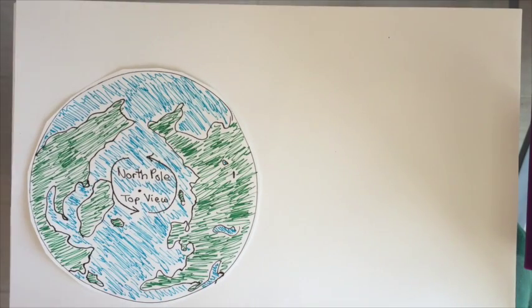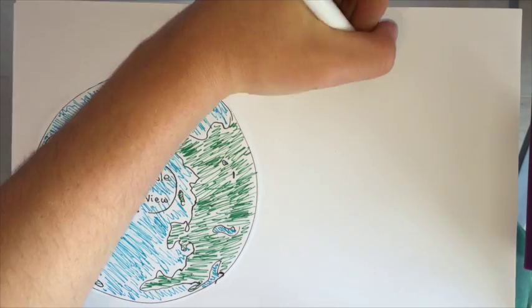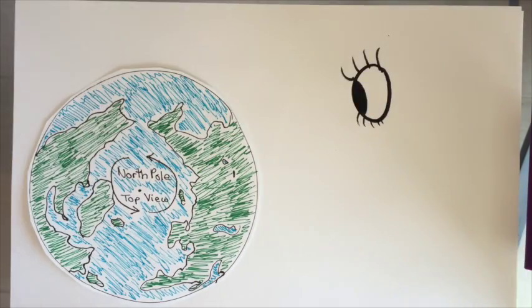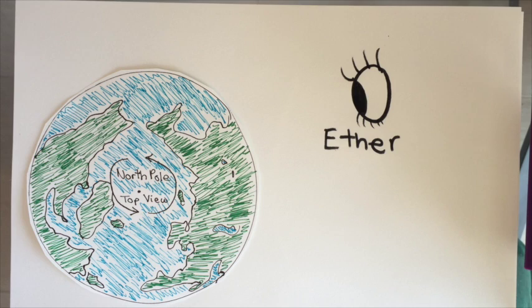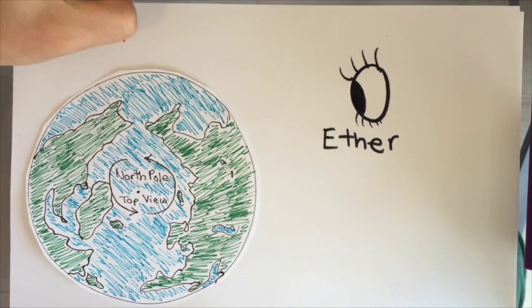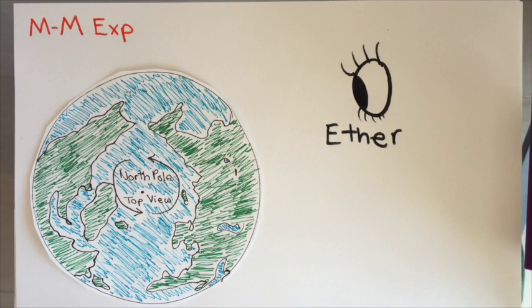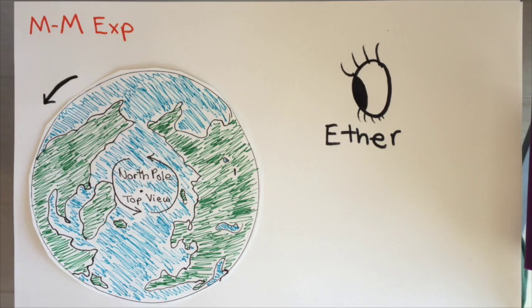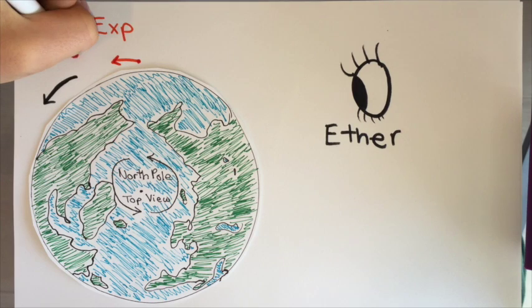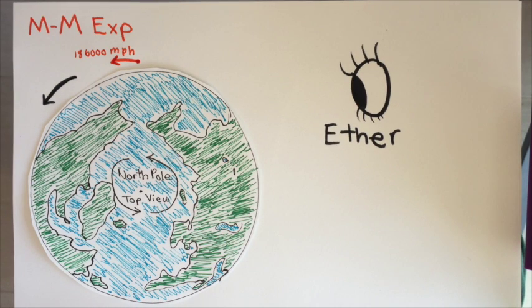So scientists decided that there must be one universal fixed reference frame called the ether. Two scientists, Michelson and Morley, set out to explore this idea. Using mirrors, they shone light in two opposite directions, along Earth's rotation and away from Earth's rotation. With this concept of the ether, they expected that the light shone in this direction would travel at the speed of light, 186,000 miles per second.